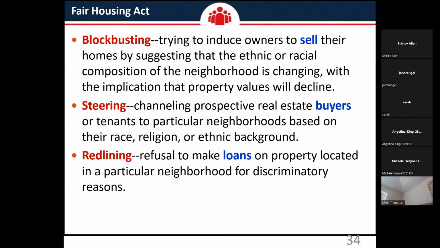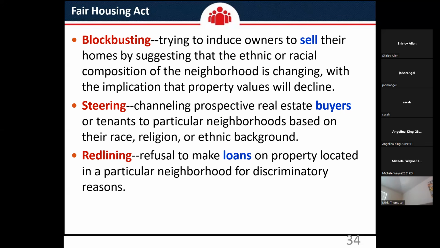Steering. Steering is the channeling of prospective real estate buyers or tenants to a particular neighborhood based on their race, religion, or ethnic background. Things of that nature, like, oh, I've got some houses in this neighborhood. You know, everybody over there speaks Spanish, so you might like it over there. Things of that nature. You're not allowed to say things like that.